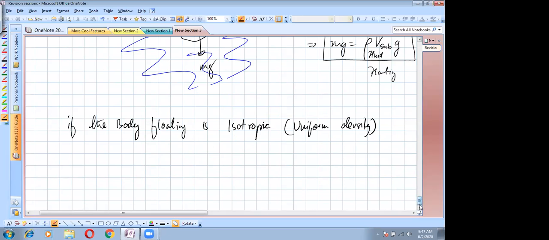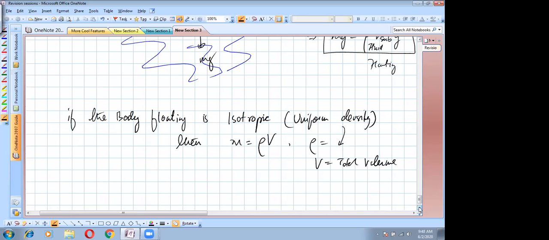Okay. Then its mass can be written as density of the body into volume, where rho is this uniform density and V is the total volume.